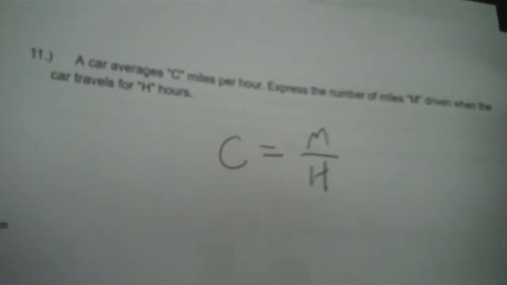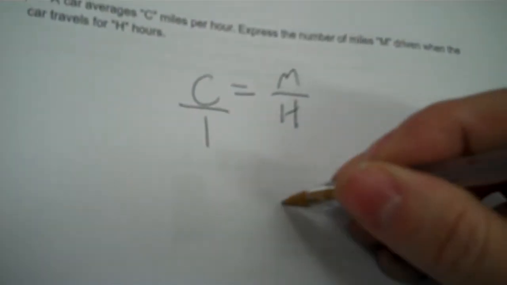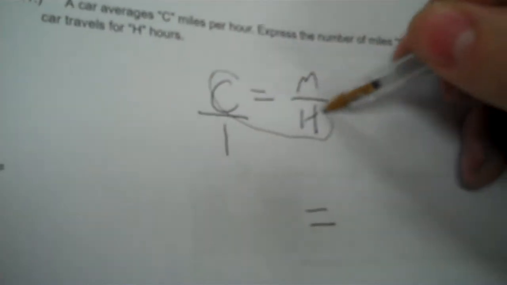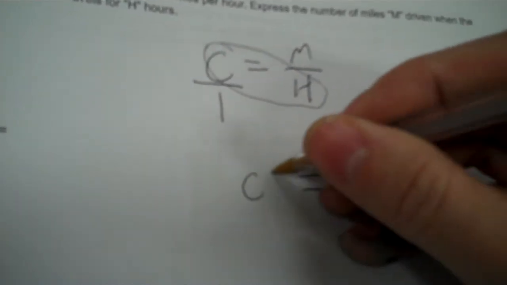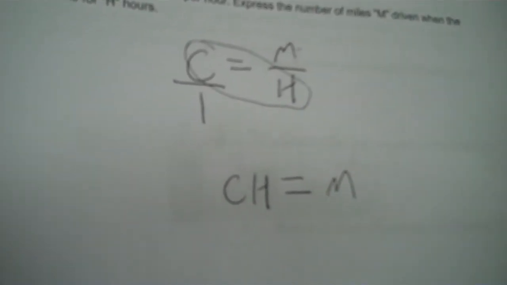Now you have to rewrite this so that the m is by itself, which is pretty easy actually. You put a 1 under the c, and then you multiply your diagonals. So c times h is just ch. 1 times m is just m, the 1's irrelevant. And now you got your m by itself, so over here you just write ch.